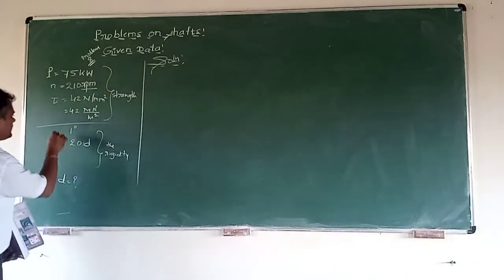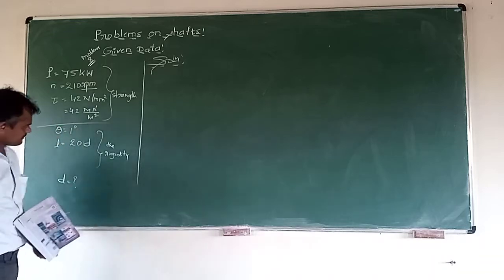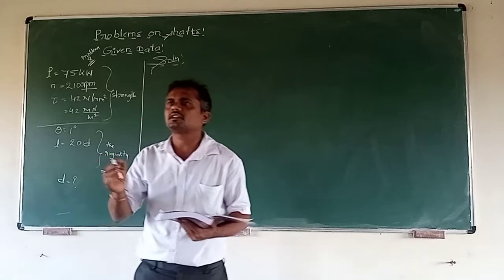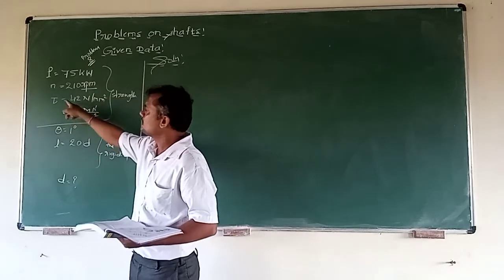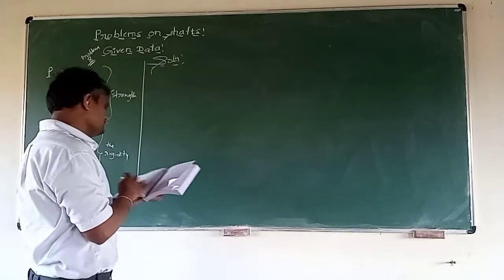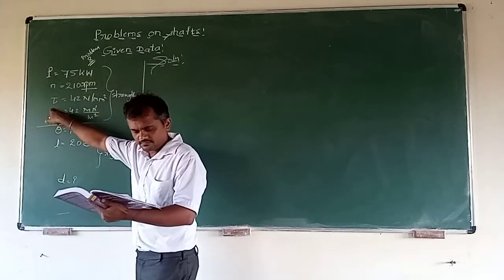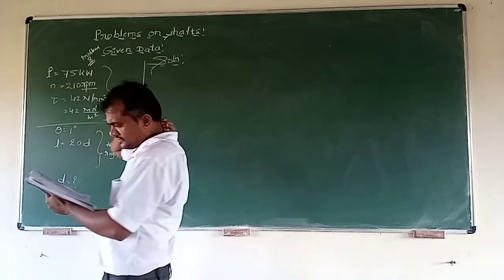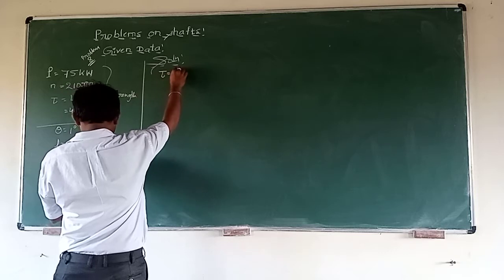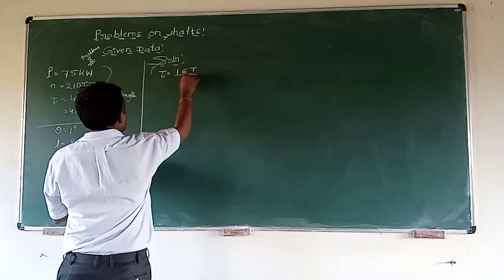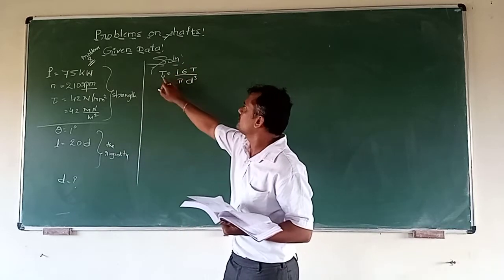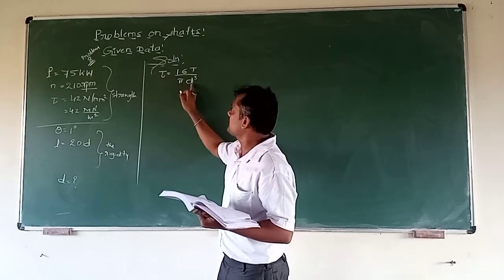So it can be treated as theta. And one more factor which is not given, later we will discuss that. Before that, first we will determine the diameter by using the shear strength. When the shear stress is given, I can use this equation: tau equals 16 T divided by pi d cube. So here I can use this shear strength for determining the value of diameter.